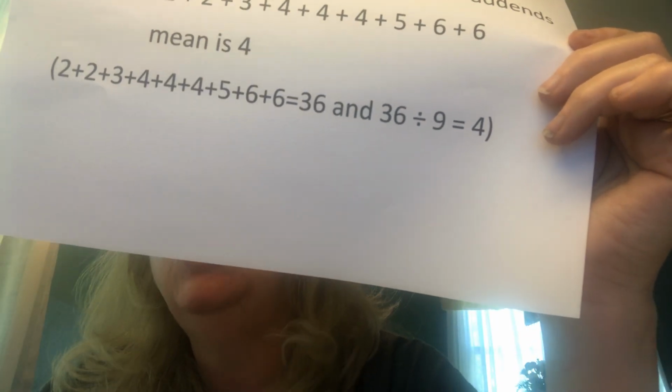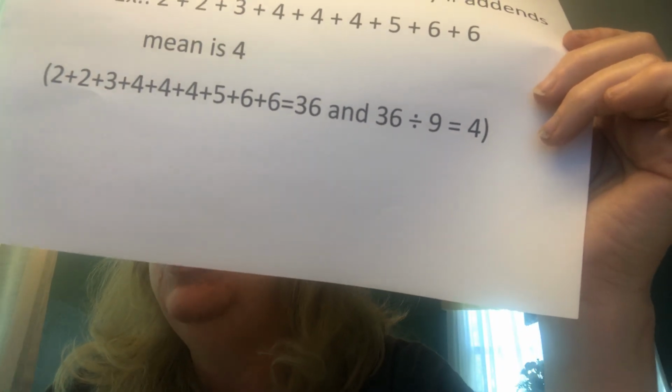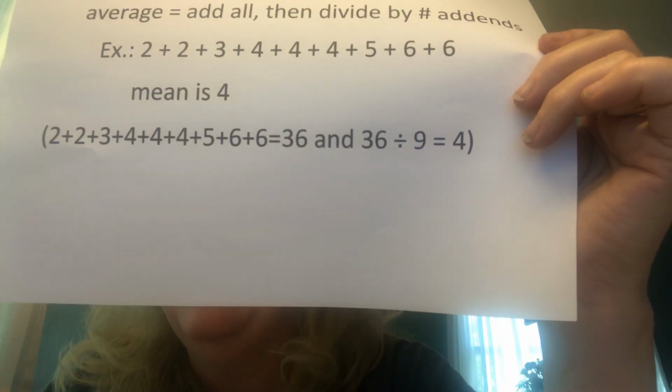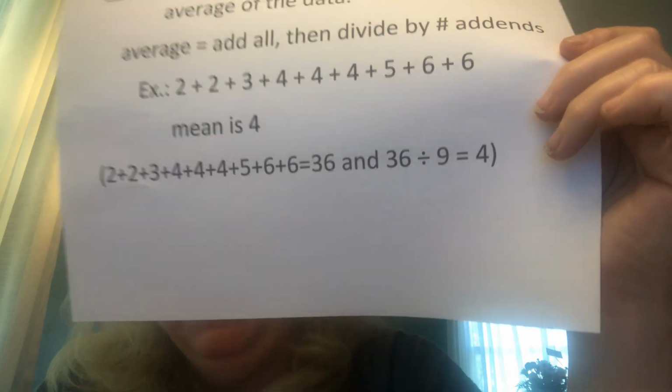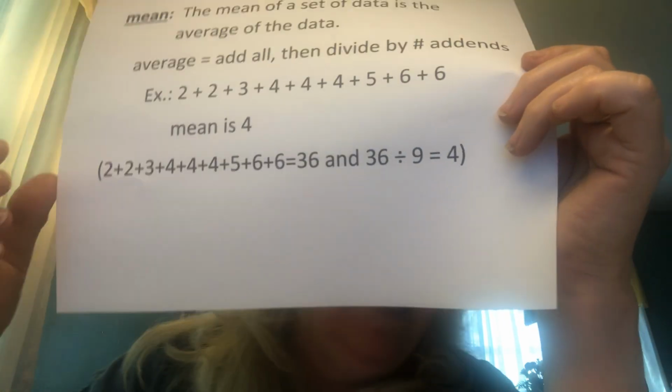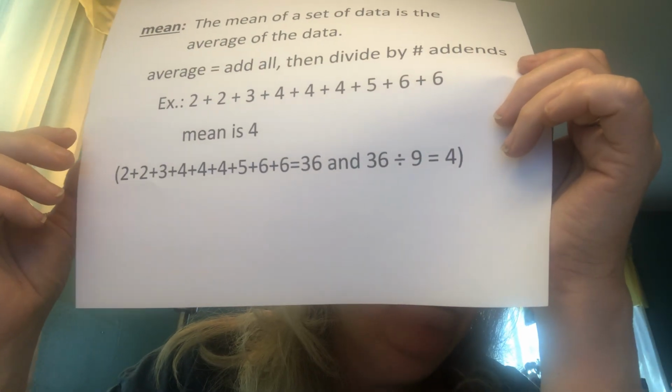Now, it was a coincidence that the two medians came up to 4 and this mean comes up to 4. They won't always be equal. Sometimes they will, but not always. Okay? All right.